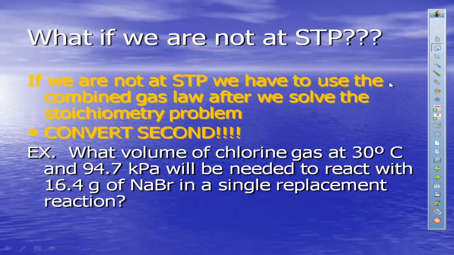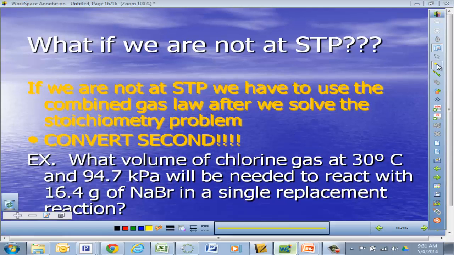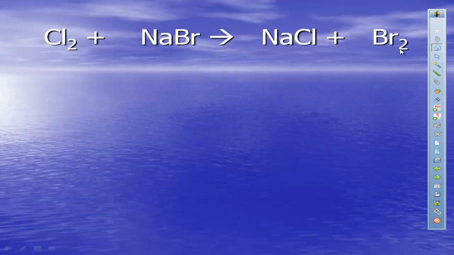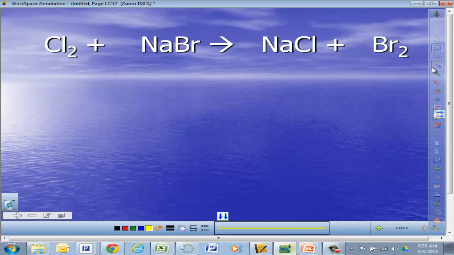And when you look at this problem, it says what volume of chlorine gas at 30 degrees Celsius and 94.7 kPa. You can tell that we're not at those standard conditions. And it says will be needed to react completely with 16.4 grams of sodium bromide in a single replacement reaction. If we go ahead and go to the chemical equation, balancing my chemical equation, I go ahead and put a 2 there and a 2 there.